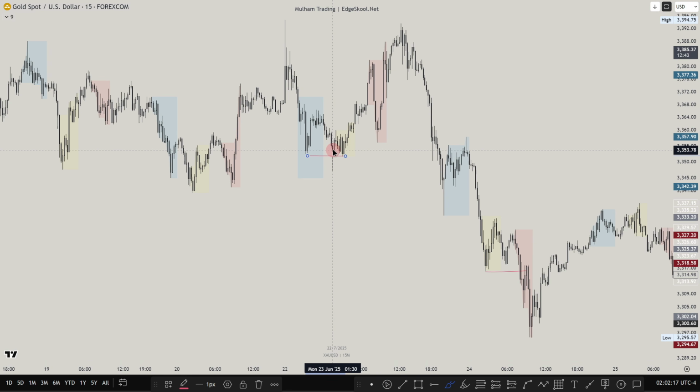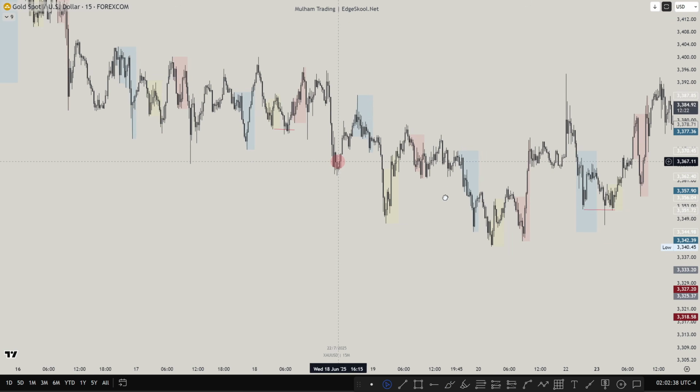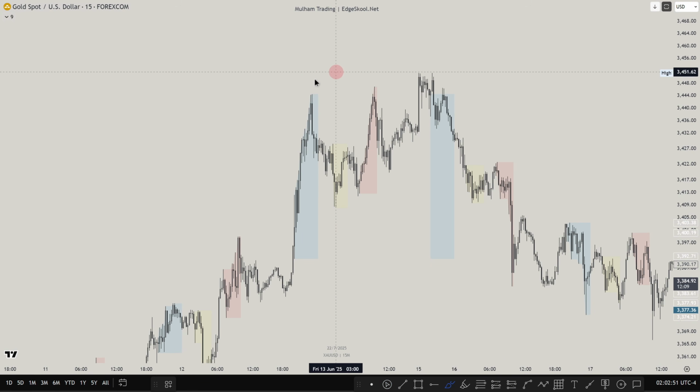Okay, actually this one not, because the sweep happened just before London starts. There is this one here, but also just before New York starts. This one is a valid one where even London stays inside of Asia range. So sometimes this is going to happen.